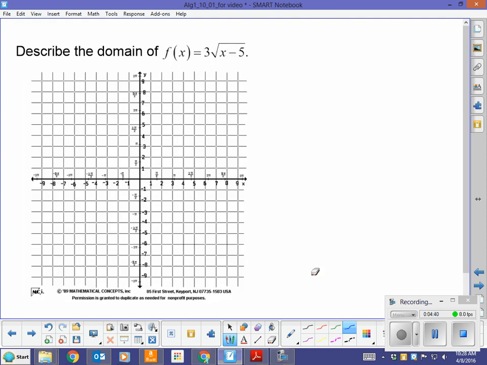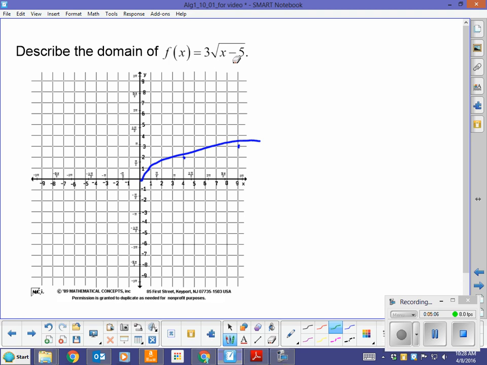It says, describe the domain of f of x equals 3 times the square root of x minus 5. First thing I want to think of is my parent function. I'm going to plot my points here and draw a rough sketch of the graph. It's not perfect, but let's take a look at this.